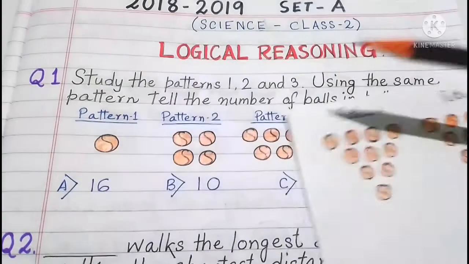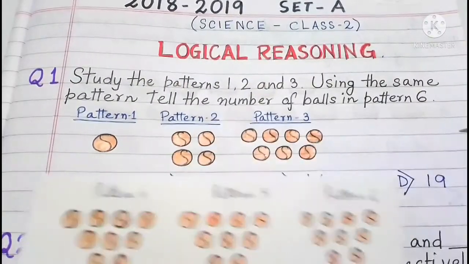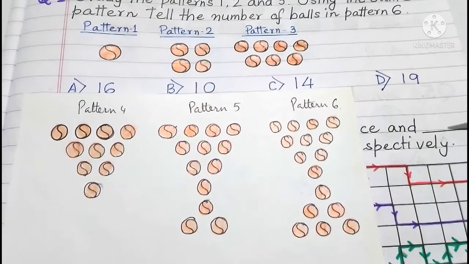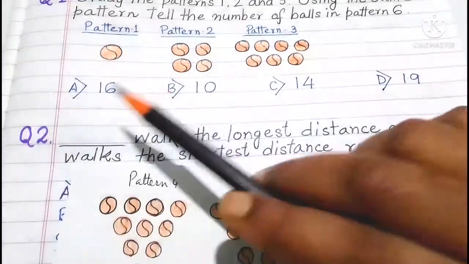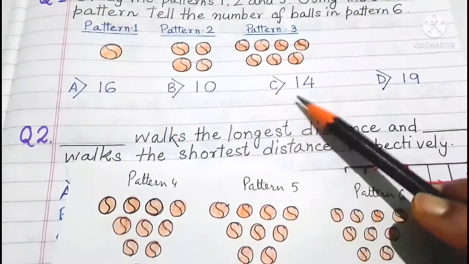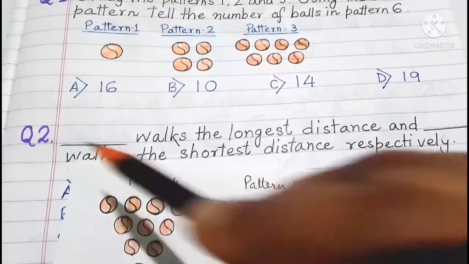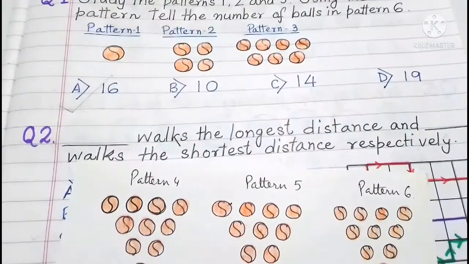So after pattern 3, pattern 4, pattern 5 and pattern 6. Now is it clear? See here the options: 16, 10, 14 and 19. So we will be going with this option. 16 is the correct option.